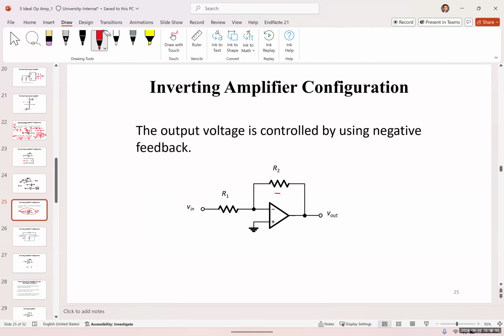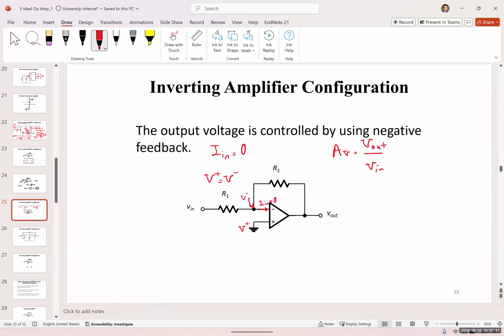Now, let's find the gain AV for an inverting amplifier. So we want to find V out over Vn. Again, we're going to use the principles for an ideal op-amp. What are the principles? First one, the input current is equal to 0. Second one, V positive is equal to V negative. So input current, this current IN is equal to 0, and V positive is equal to V negative.